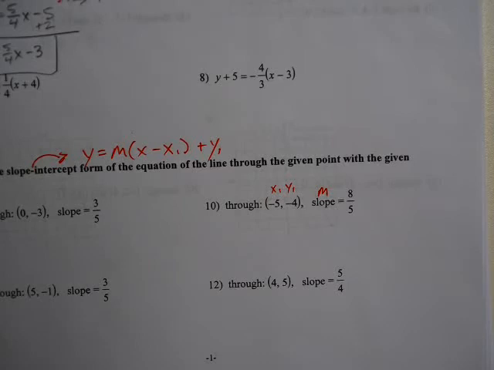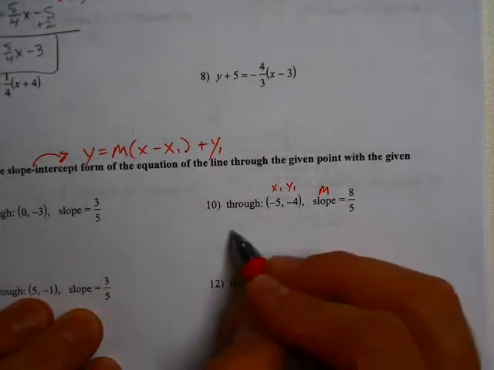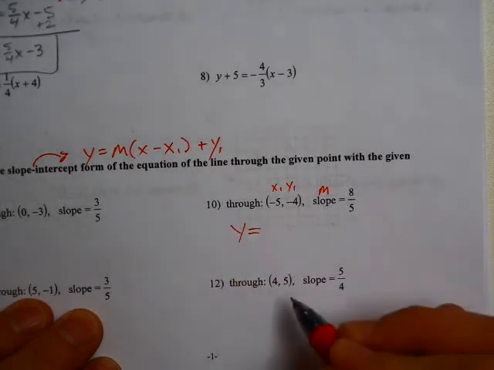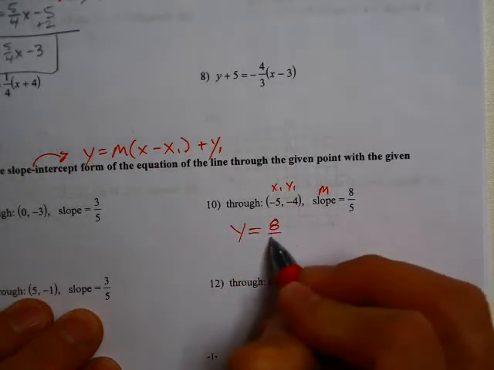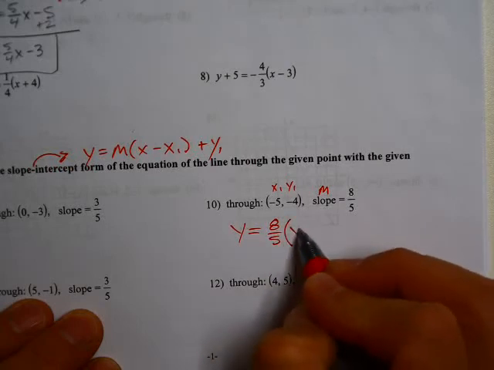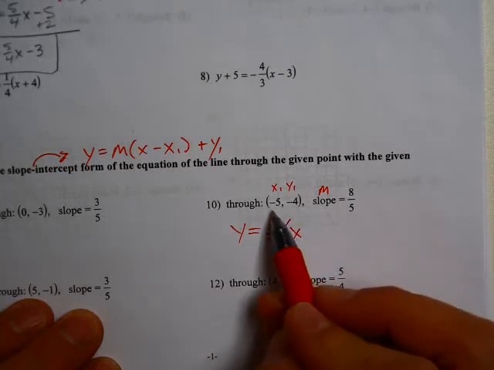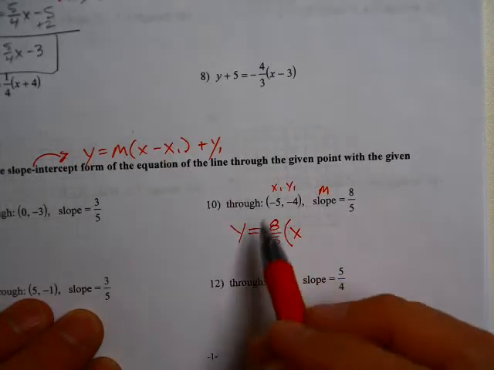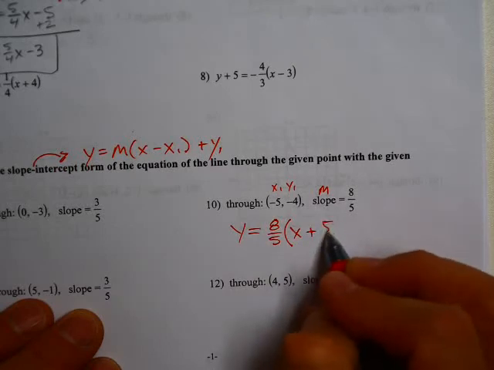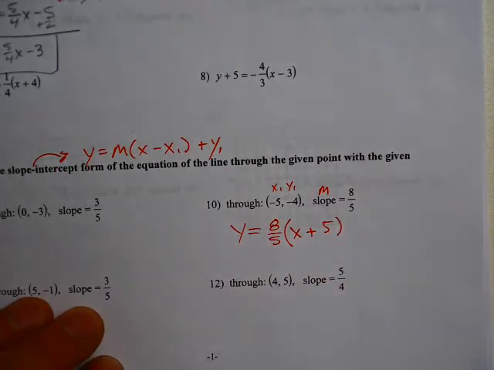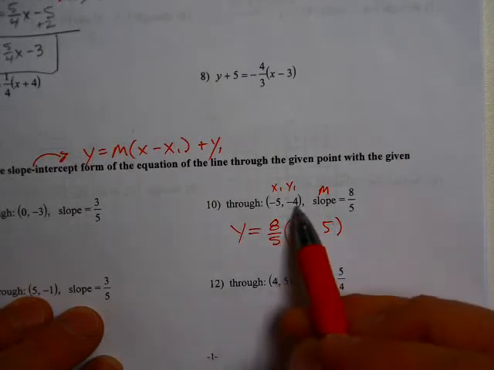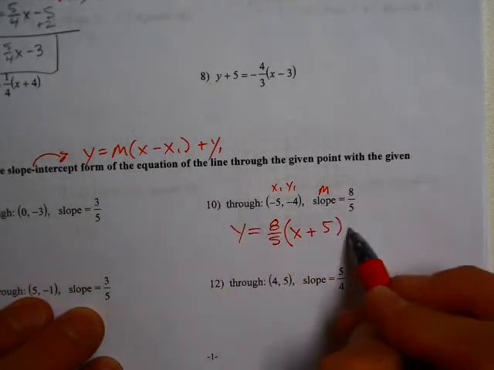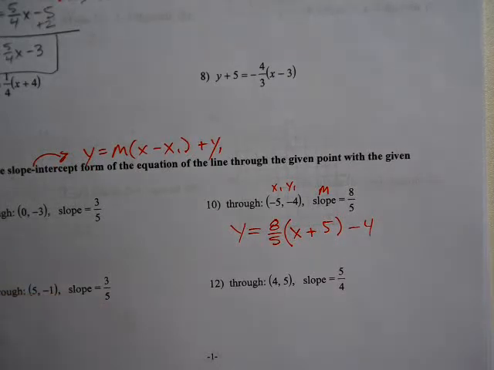Now, I'm going to plug those bits into this equation. So we're going to say y equals 8/5 times (x minus a negative 5). The way I think of this is that it changes the sign of the x. Exactly. It's going to change into a plus because you got a double negative. And then the negative 4, since there's a plus here, that doesn't change. That's just minus 4. You can write that as plus a negative or minus. Either way works.